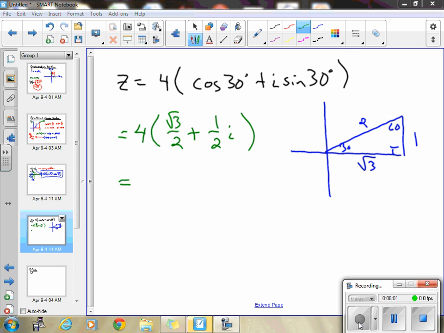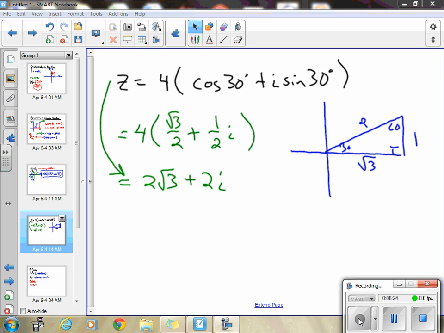So if we go ahead and distribute that 4, what we are going to get is 2 radical 3 plus 2i. And so that is an example of how to take something that is given to you in polar form and change it into rectangular form.